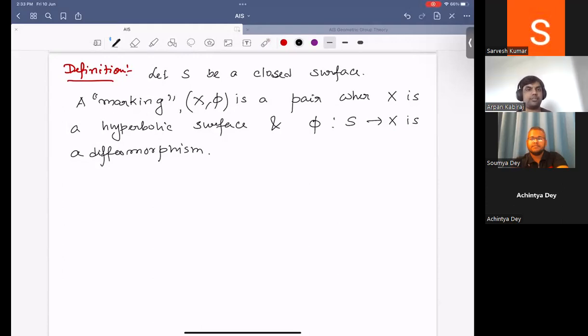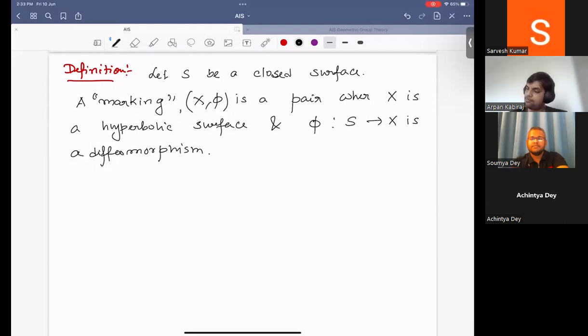Another way of saying this is that we are specifying not only a hyperbolic metric on a surface, but also some kind of association, and I will explain where this association comes from. I'm trying to keep track of how we are associating the surface with the hyperbolic one. This is the important point, the marking. So this is called a marking.